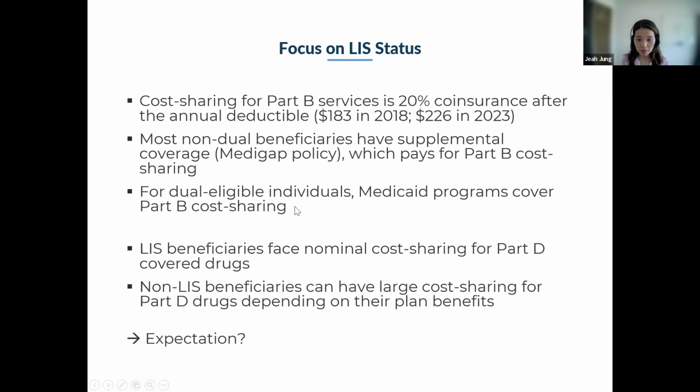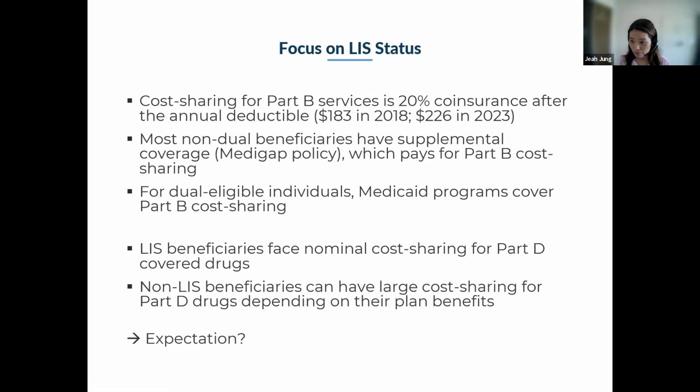That's for Part B. What about Part D? So for Part D, if you have a low income subsidy, you have a very nominal cost sharing for Part D covered drugs, right? However, if you do not have a low income subsidy, then you could have a large cost sharing for Part D drugs depending on the plan benefits. What is your expectation here? What hypothesis can you develop based on this?